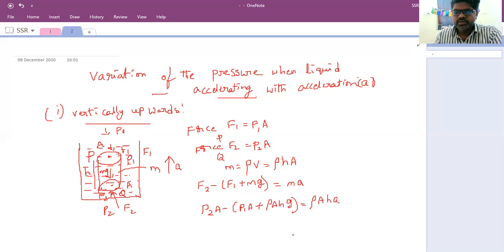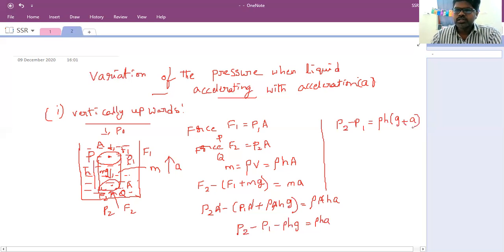So here A is common, you can observe on both sides. You can write the pressure difference P2 minus P1, the area A is common so you can cancel it, minus rho Hg is equal to rho Ha. Okay, let us expand this relation. Here you can write P2 minus P1 is equal to rho H into g plus a.